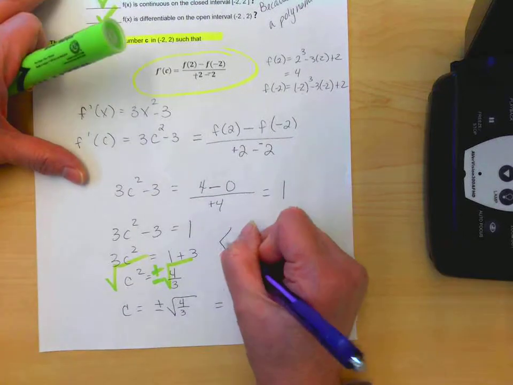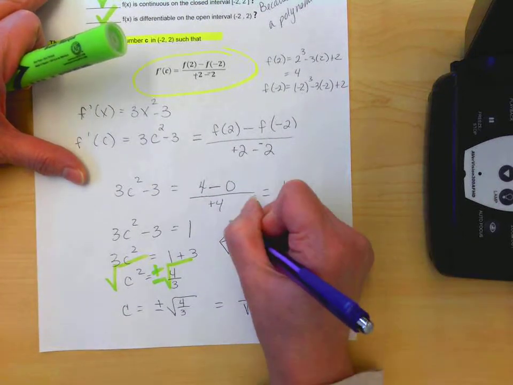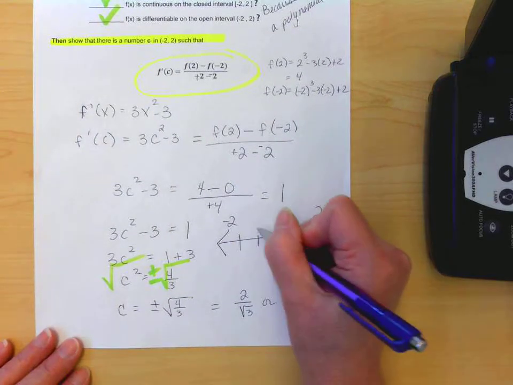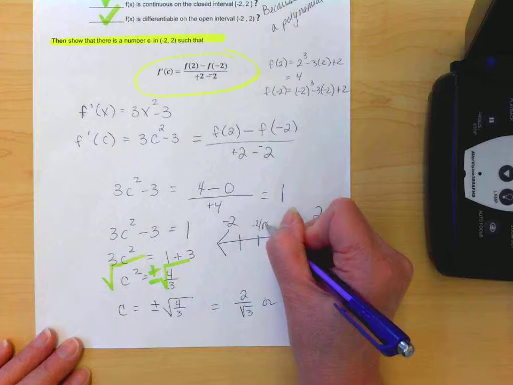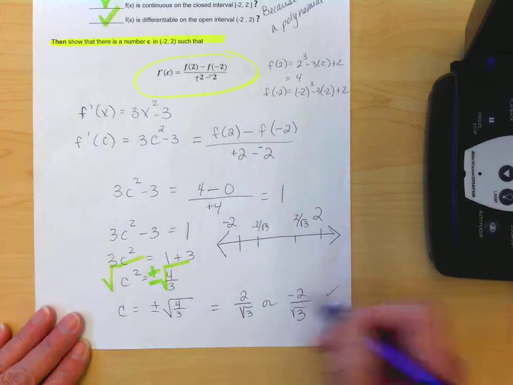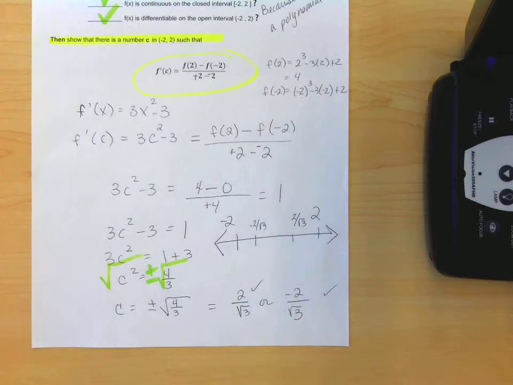And we've got to go back to our interval that we were going from negative 2 to 2, and both of these do fall into our domain. So they both satisfy the conclusion of the mean value theorem. So it looks like the c values on -2 to 2 that fulfill the mean value theorem are c equals 2 over the square root of 3 and c equals negative 2 over the square root of 3.